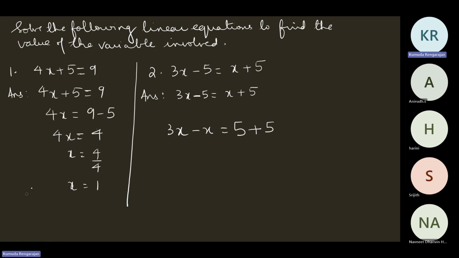See, we're just trying to gather the x terms on one side and the constants on the other side. Whoever travels will take the opposite operation. If it's plus, it will become minus. If it's multiplication, it will go for division. If it's division, it will go for multiplication. If it is subtraction, it becomes addition.